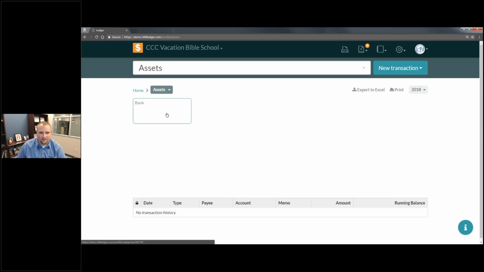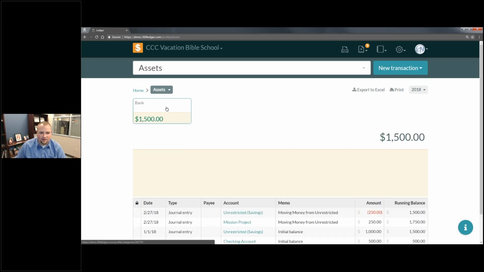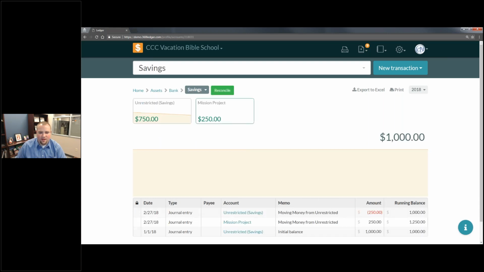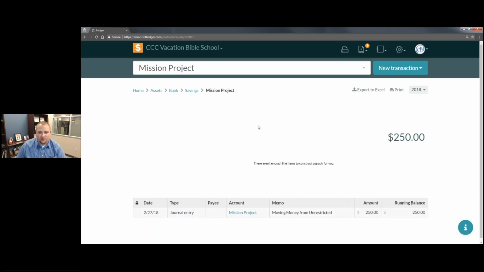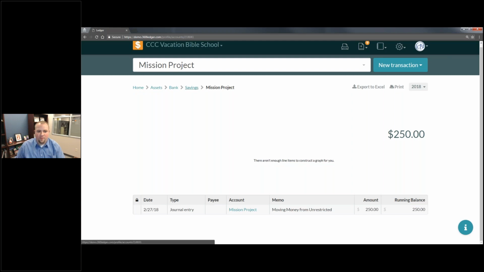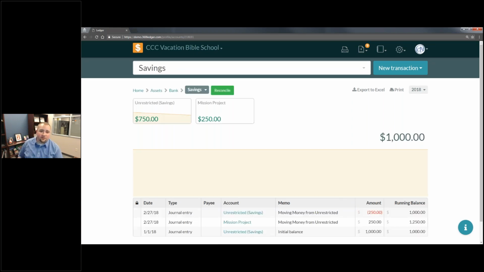So we'll go to assets and bank, and then savings, and then mission project, and we've moved it over. So if we go back, we had $1,000 under unrestricted. We moved a quarter of that to mission project, and you can see that there in the journal entry.